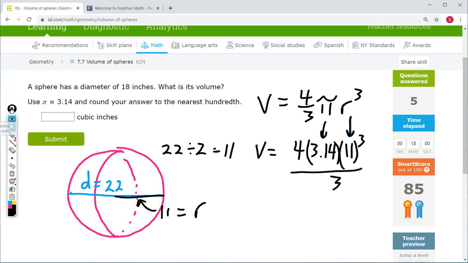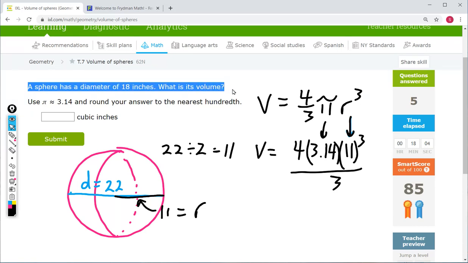I'm going to end the video there. Remember to read the words before you do the problem. If it says diameter, divide it by 2 first. If it says radius, just plug it in over here.